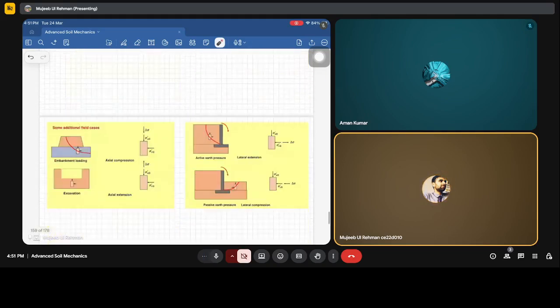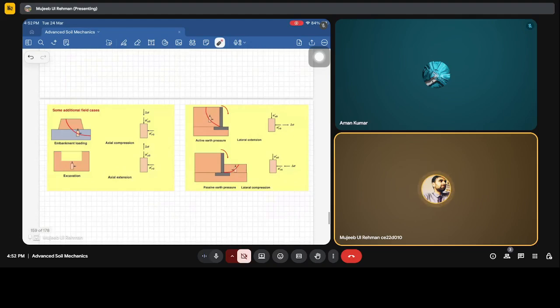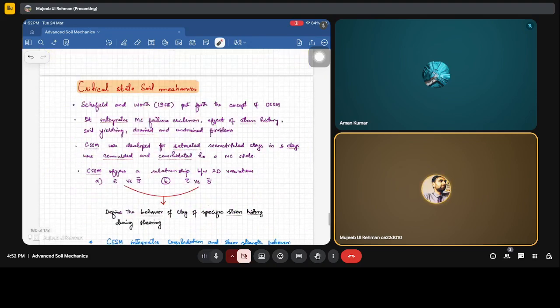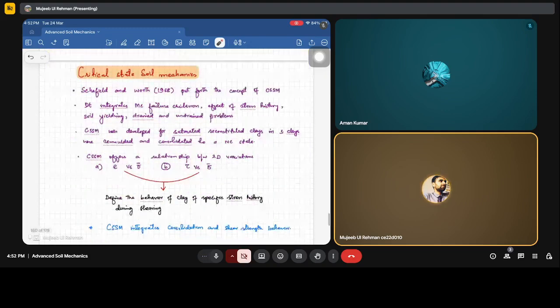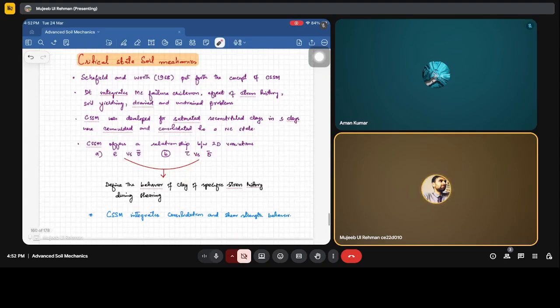After that, a general representation of the stress states that we have discussed earlier in week 8, D1, D2, D3, D4. Then we have introduced you to critical state soil mechanics, where we have seen how the critical state takes into account the Mohr-Coulomb criterion, the effect of stress history, where we talk about the OCR, soil yielding, the different yielding points of the soil, and drained and undrained conditions.